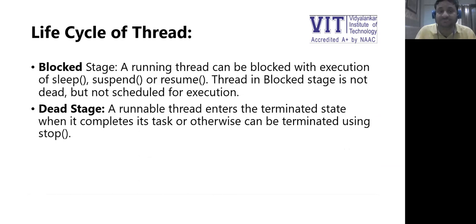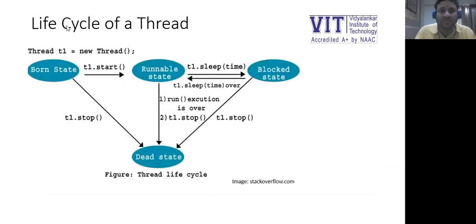Now we're going to talk about the life cycle of a thread. Very interesting. When we create a thread object, the thread is said to be in the newborn state. Suppose I created a thread T1 equals new Thread. As soon as you create a new thread object, we say that the thread is in the newborn state. In this state, the thread is not scheduled for execution. It is waiting to be activated.